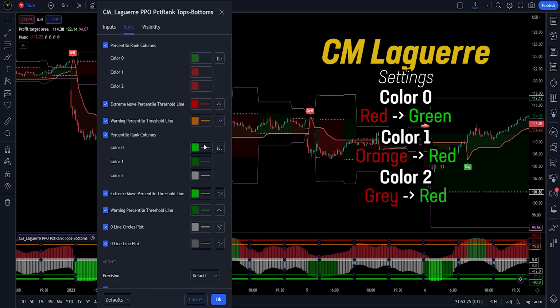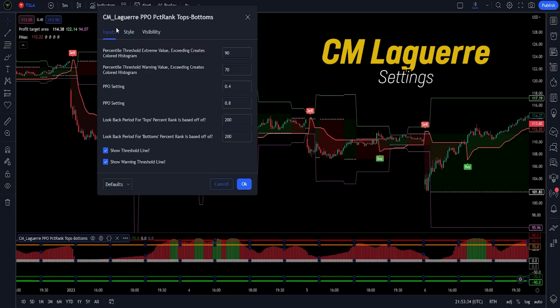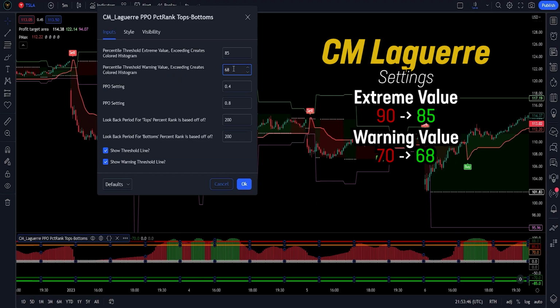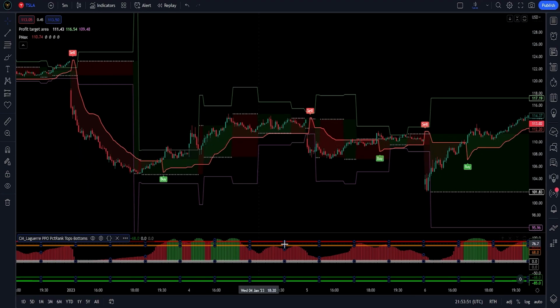Now that we changed our color settings, we also want to disable this second percentile rank column setting, which will disable these 3 other color settings. When finished, open Inputs. In here, we only want to change these 2 percentile threshold settings. So, change extreme value from 90 to 85. And also, change warning value from 70 to 68. When finished, press OK, and we are done with modifying our indicators, as well as our indicator setup as a whole.